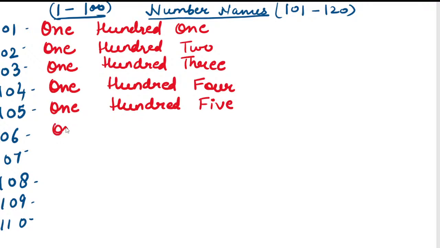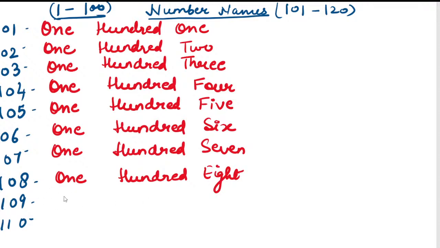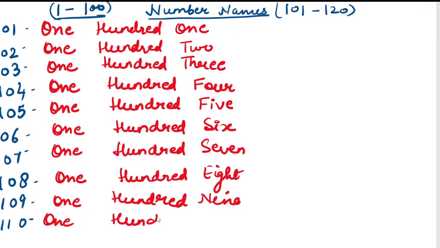Now 106: ONE HUNDRED 100, SIX 6. Now 107: ONE HUNDRED 100, 7, SEVEN. ONE HUNDRED 100, 8, EIGHT, 108. Now 109: ONE HUNDRED 100, NINE. Now 110: ONE HUNDRED 100, TEN.